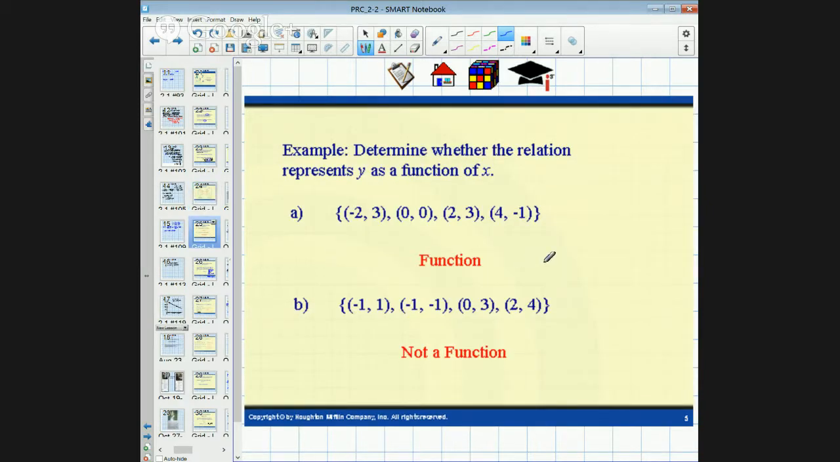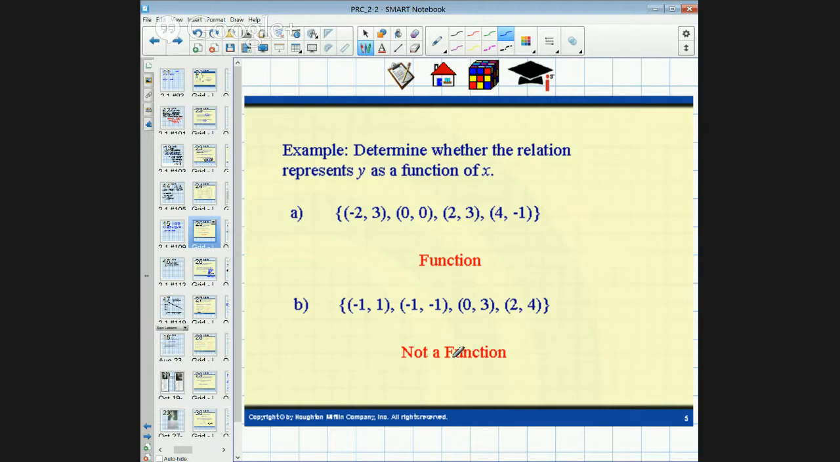So here's a little quiz with the answers showing, okay? Here's a set of ordered pairs. Is that a function or is it just a relation? Notice it says it's a function, and the reason, does any x value go to more than one answer? No, we don't even have a repeat of any x values, do we? We've got -2 goes to 3, 0, 2, 4. We never have a repeat.